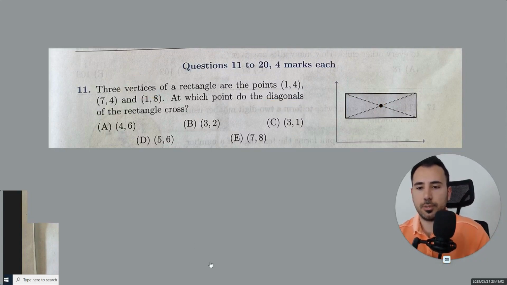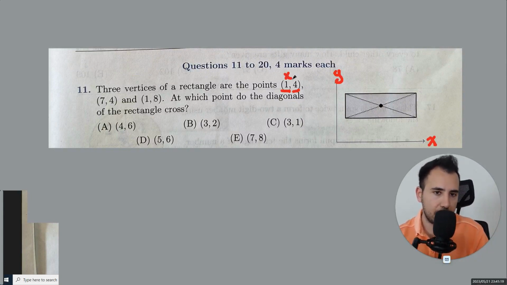So you just need to spot these points, right? But remember, this is the x-axis, this is the y-axis. The first number will show x, the second one y. So for this one, we have to go on the x-axis. 1 will be here, so 4 will be here. This is 4, this is 1.